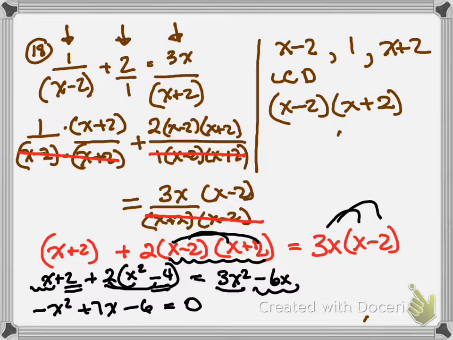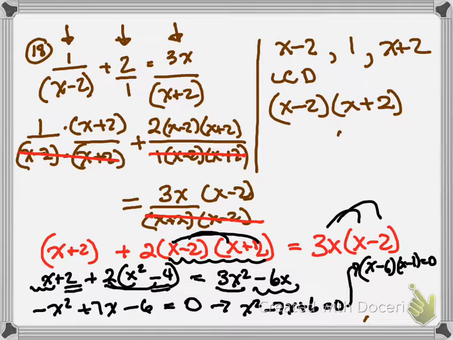Then I'll multiply everything through by a negative 1. End up with x squared minus 7x plus 6 equals 0. Do a little bit of factoring. So x minus 6 times x minus 1 equals 0. And end up with two possibilities, x equals positive 6 or x equals a positive 1 for my answer.